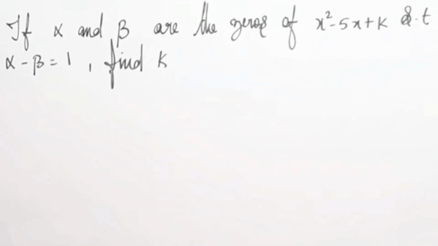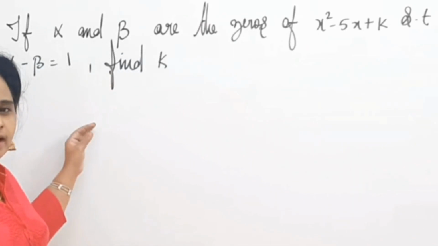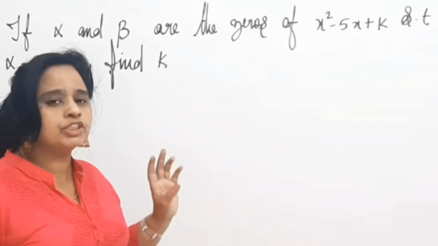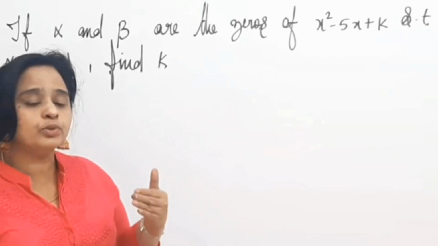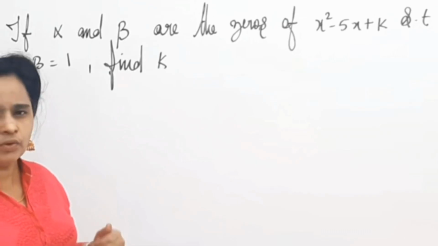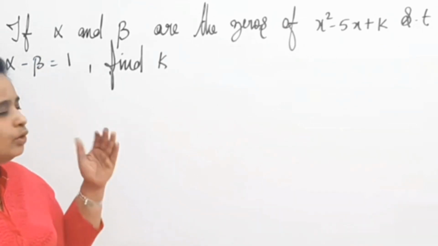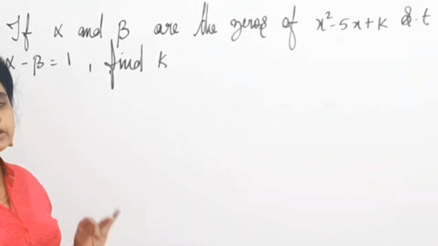If alpha and beta are the zeros of x squared minus 5x plus k such that alpha minus beta is equal to 1, find k. Children, in this type of question, the first thing, whatever they are asking in polynomial, you must do the relationship between them. So, you get an idea how to get the solution for the required answer. So, do not worry about what do I do. The first thing you will write, what is the relation between the zeros and the coefficients.